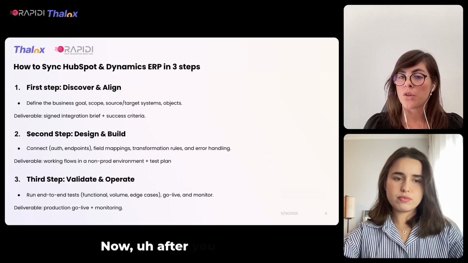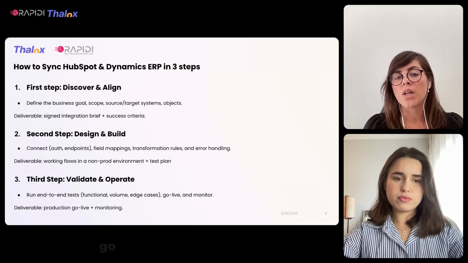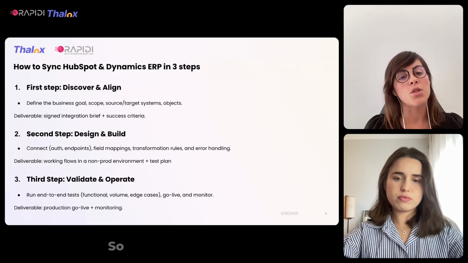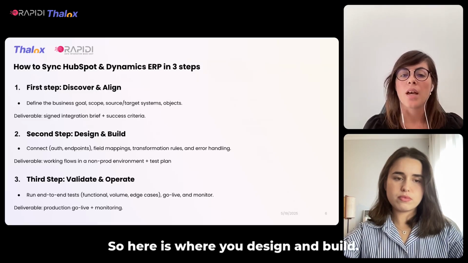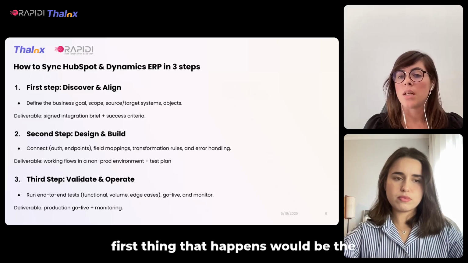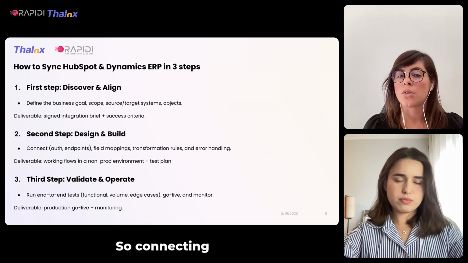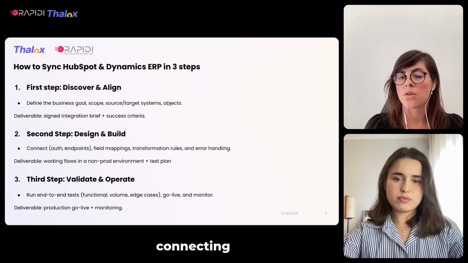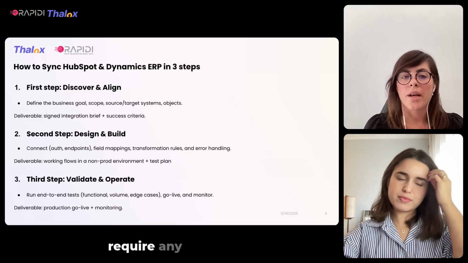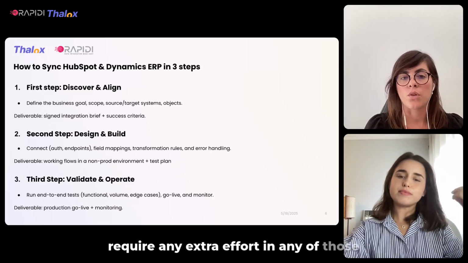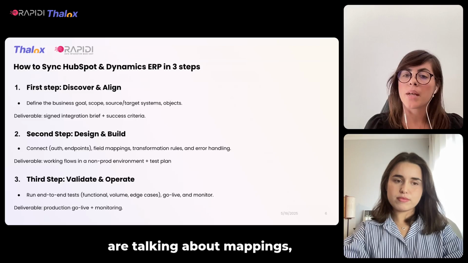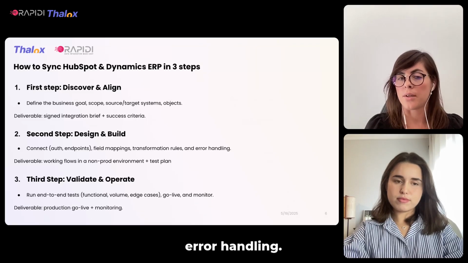Now, after you are done with that, we go to step number 2, which is really important as well. So here is where you design and build. When it comes to design and build, the first thing that happens would be the connection setup. So connecting to your ERP and then connecting to HubSpot. These are very easy steps. So they do not require any extra effort in any of those cases. And then apart from the connection, we are talking about mappings, rules, and error handling.